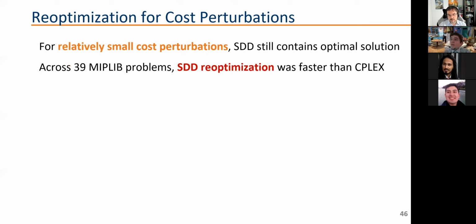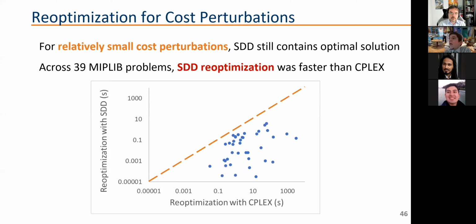And in experiments with 39 problems from the MIPLib, we did re-optimization on top of the sound decision diagram, as opposed to using Cplex to solve the problem from scratch. And what we observed is that the time to re-optimize using the decision diagram, as opposed to resolving the problem with the perturbed coefficients, is a lot smaller. It varies depending on the problem, but in many cases, it's orders of magnitude smaller, which is very convenient.